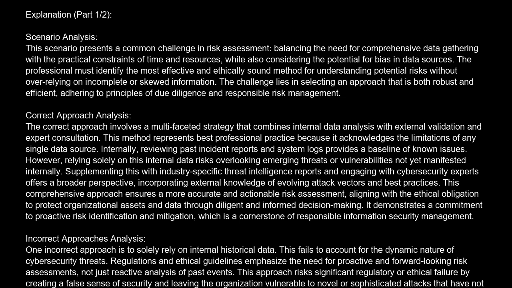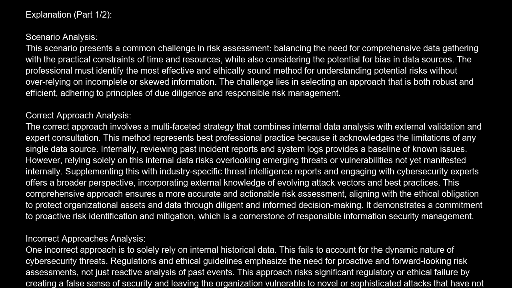Correct approach analysis. The correct approach involves a multifaceted strategy that combines internal data analysis with external validation and expert consultation. This method represents best professional practice because it acknowledges the limitations of any single data source. Internally, reviewing past incident reports and system logs provides a baseline of known issues. However, relying solely on this internal data risks overlooking emerging threats or vulnerabilities not yet manifested internally. Supplementing this with industry-specific threat intelligence reports and engaging with cybersecurity experts offers a broader perspective, incorporating external knowledge of evolving attack vectors and best practices.